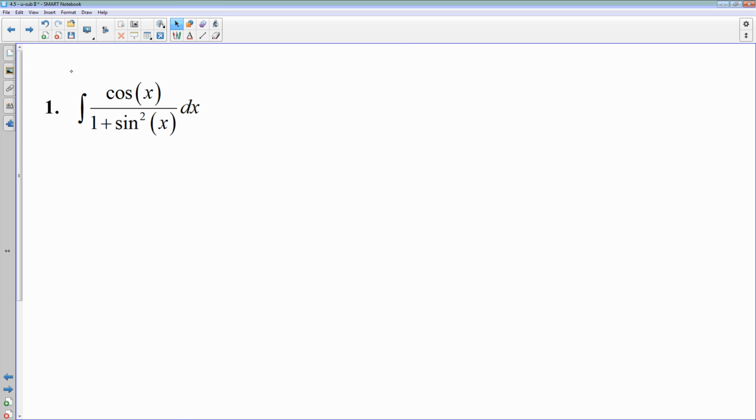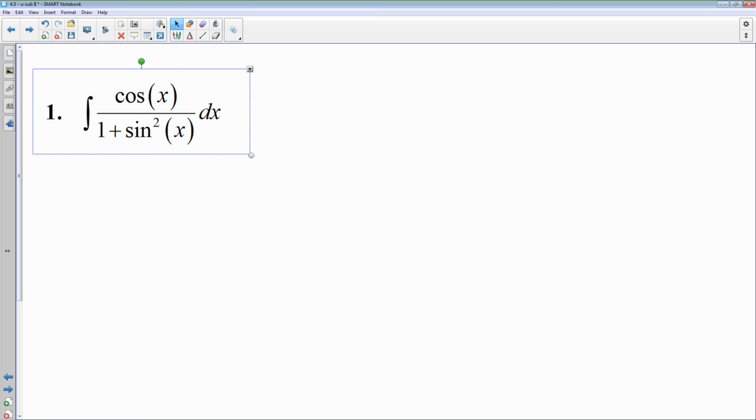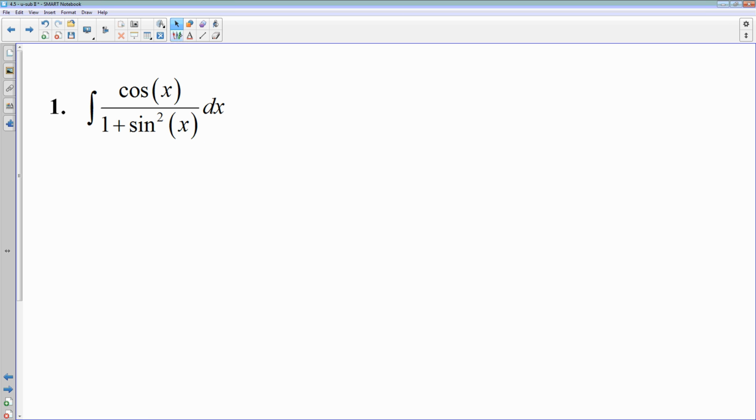Cosine over 1 plus sine squared. And when I see a fraction, my initial guess is to try to let u be the denominator. I like to look in the bottom, and I don't see any parentheses. I see an x, but nothing fancy inside the parentheses. So I'm going to see what happens if I let u equal 1 plus sine squared x.